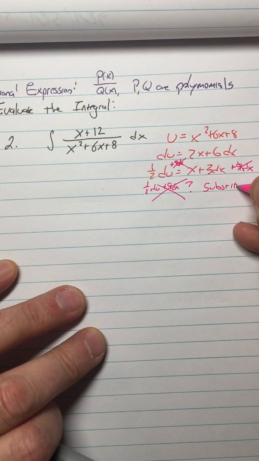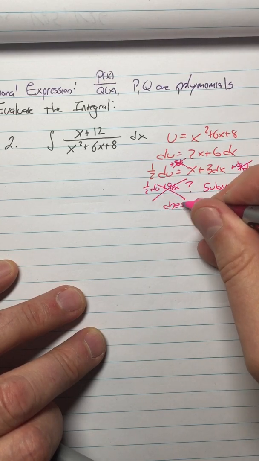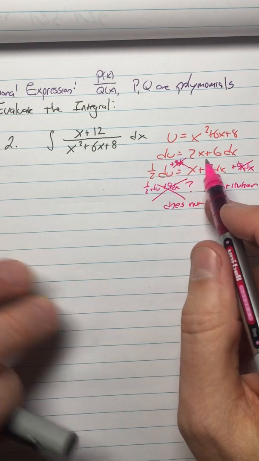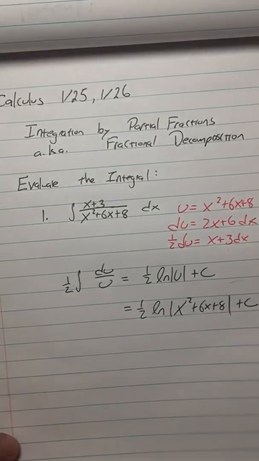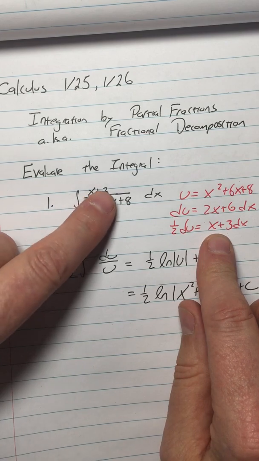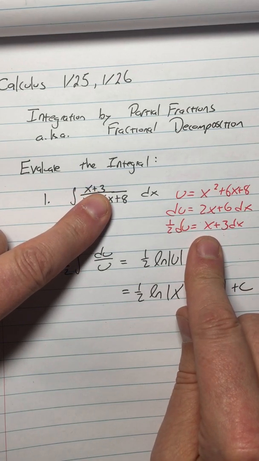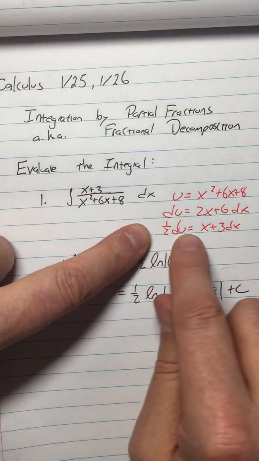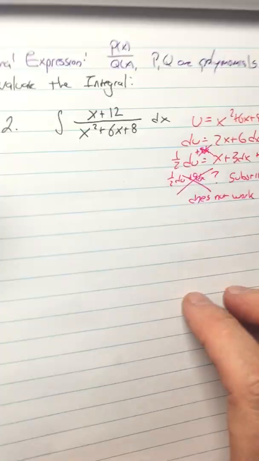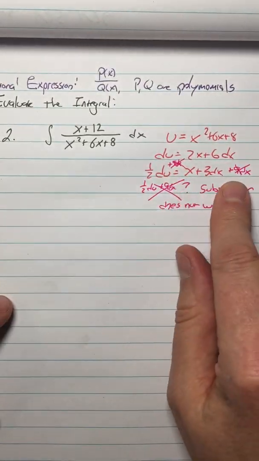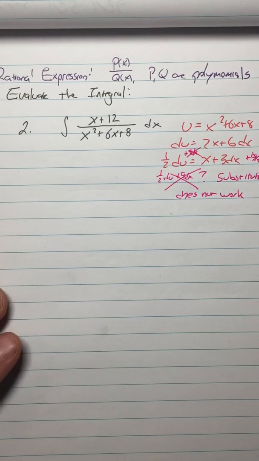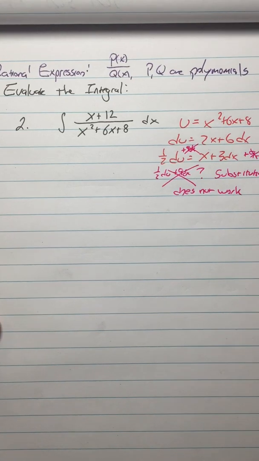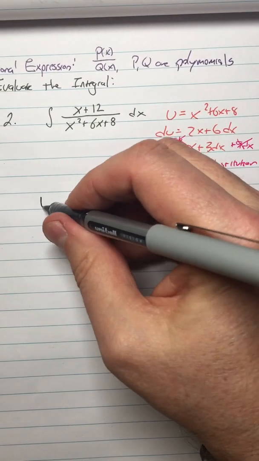Substitution does not work. Because in substitution, when we're algebraically manipulating the du to match what we have in the integral, you can only multiply and divide. Because if I multiply both sides by 1/2, I don't have that problem of a dx showing up on the wrong side. But if I try to add or subtract, I'm going to end up with a dx showing up on the wrong side, and it doesn't work. So that sub doesn't work. So I need another method. Okay, so here's a different method. We need a new method.